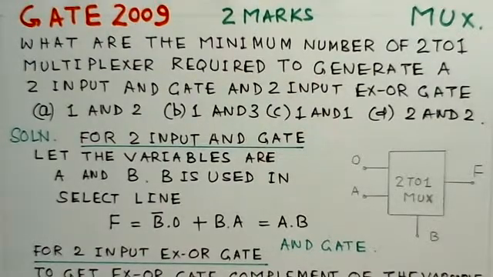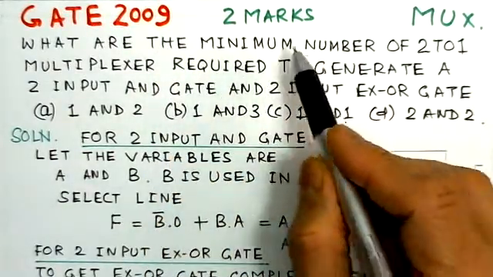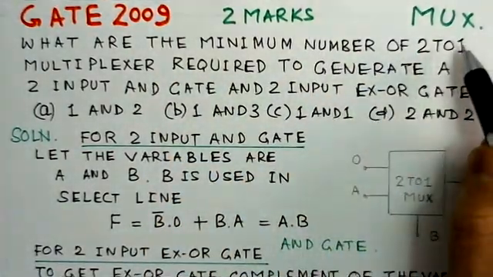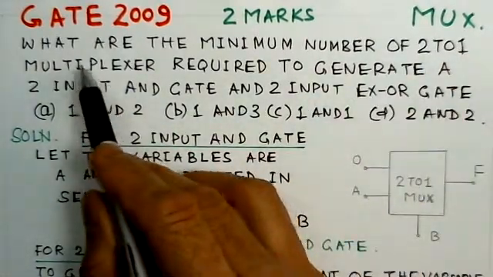This problem is of GATE 2009. It's of 2 marks. It's on multiplexers, and this is the third problem in this set. So we'll read this out.